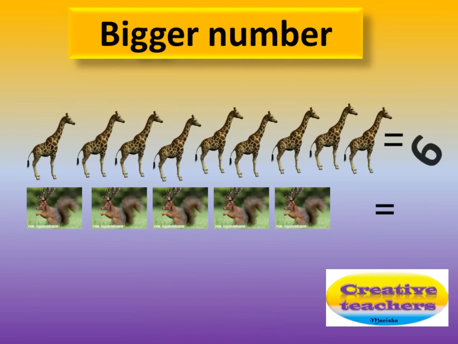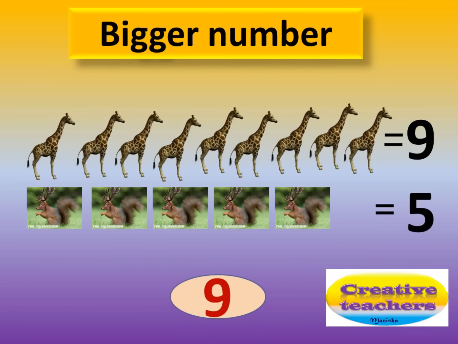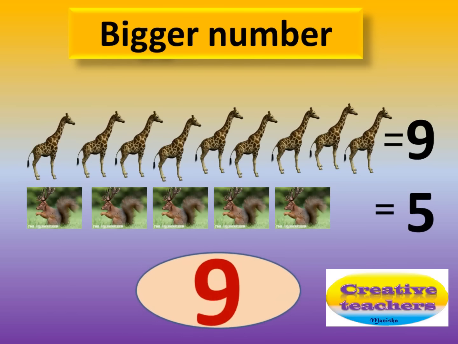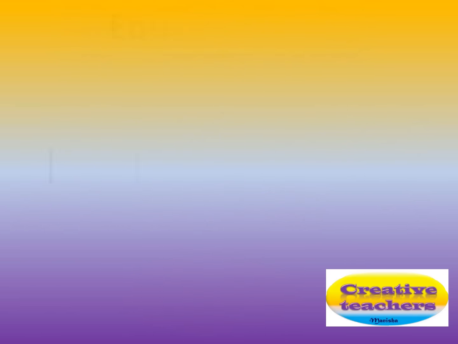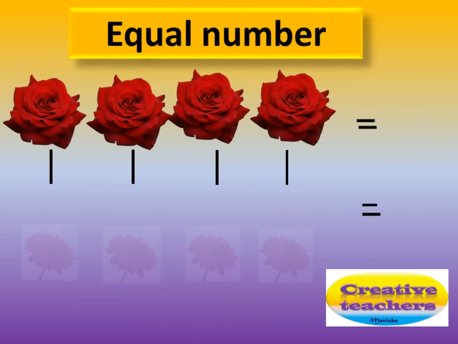How many giraffes are there? 9 giraffes. And how many other animals are there? 5, correct. And between 9 and 5, which is a bigger number? Good, 9, correct. 9 is a bigger number.